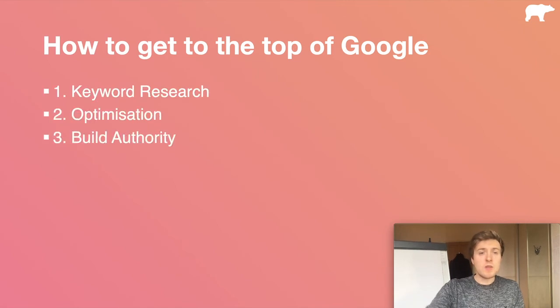So, as I said, there's only really 3 things that you need to do to get to the top of Google, and we will go through each of these steps throughout the series on SEO, and that is keyword research, then optimizing those keywords across your website, and then finally building authority so that you're getting more people to share your content, like your content, engage with your content, and hopefully link back to your content too. So it is super simple, and we will go through all of these things in greater depth throughout the series.